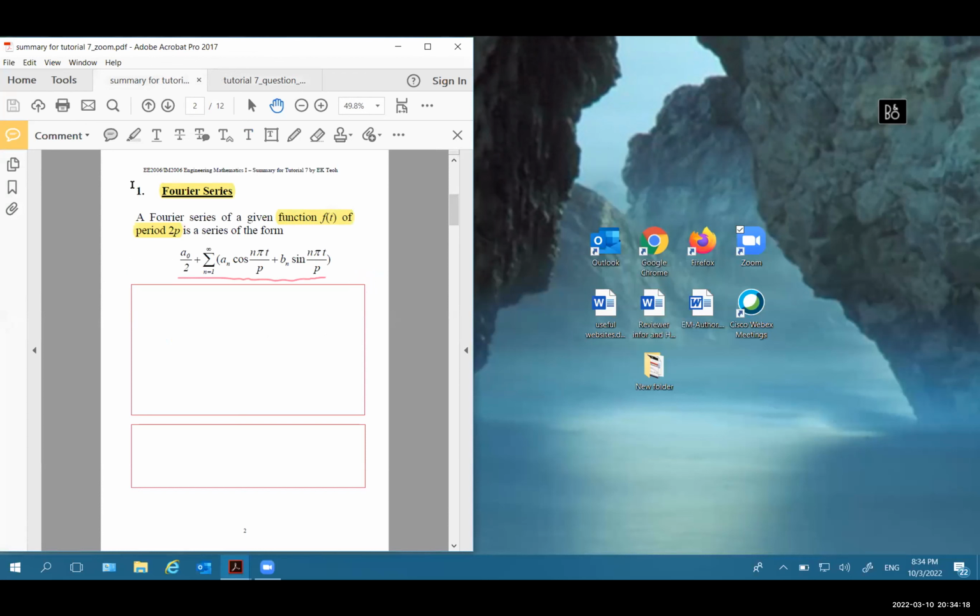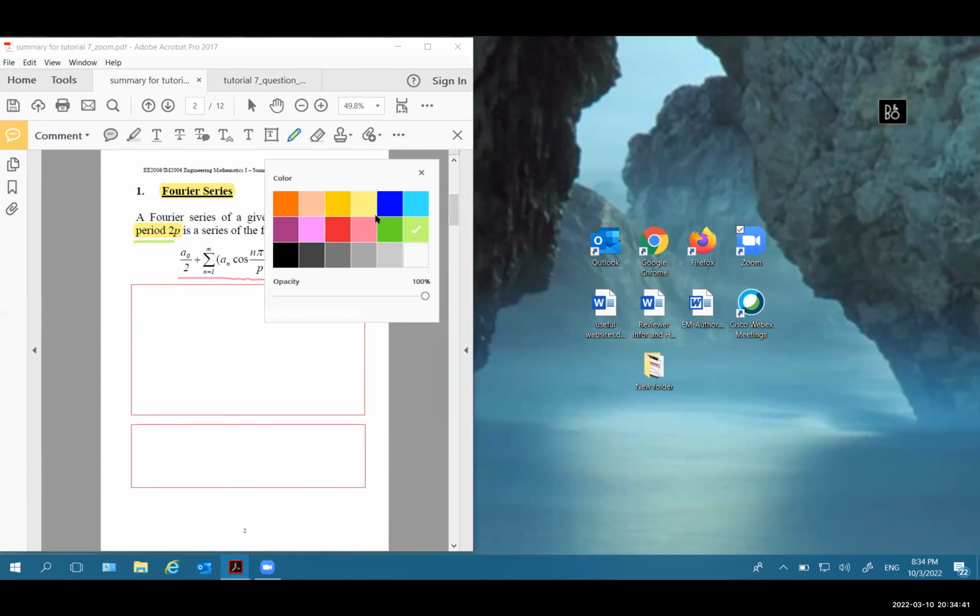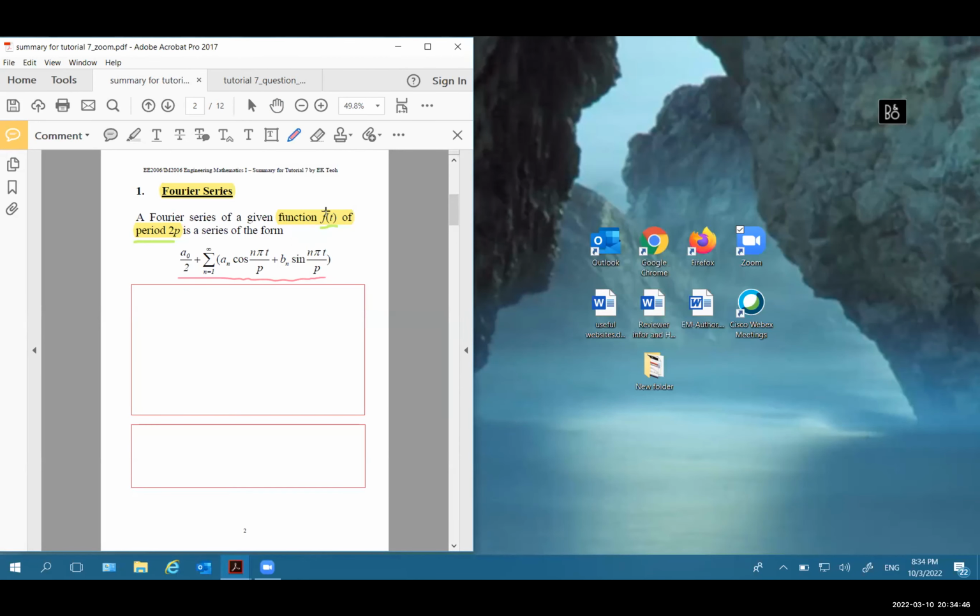Okay, before we start the tutorial, let's begin with a summary. So tonight we are doing Fourier series. When we talk about Fourier series, we are talking about a Fourier series of a given function. This function is of period 2p. It is a periodic function. Whenever we talk about a Fourier series, the function must be periodic.